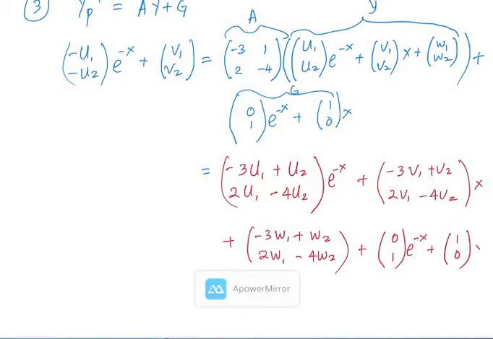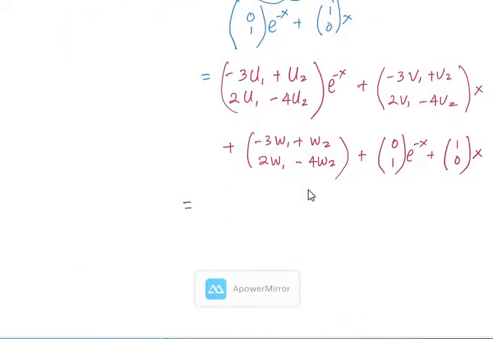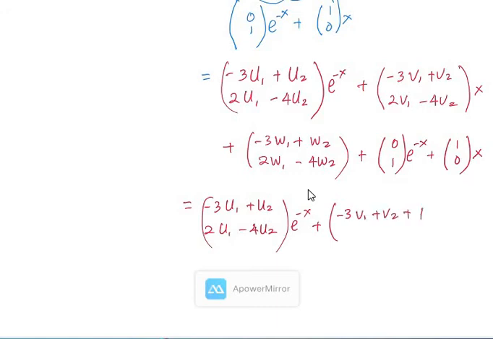1, 0, x. So if you look at this, actually this one we still can combine. This one can combine, and then this one can combine this one. You can sum up. So in the end we have negative 3u1 plus u2, 2u1 minus 4u2. This remains for the exponent negative x, plus negative 3v1 plus v2 plus 1. Plus 1 is the value of this one. And then 2v1 minus 4v2. This is for the x.